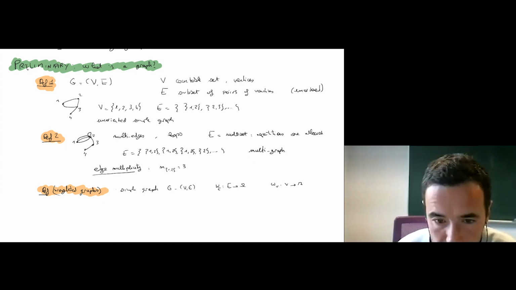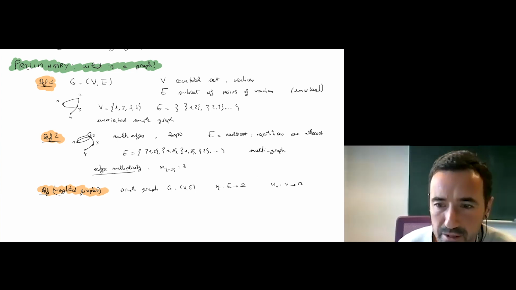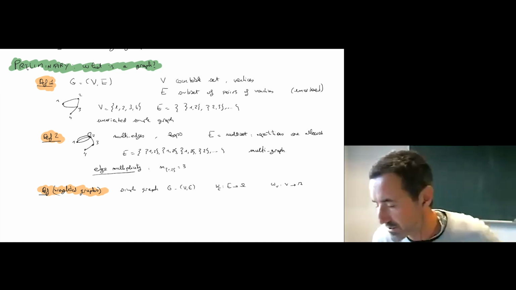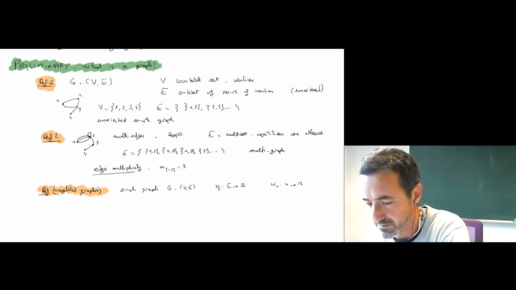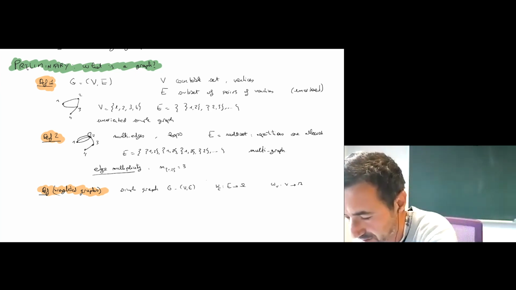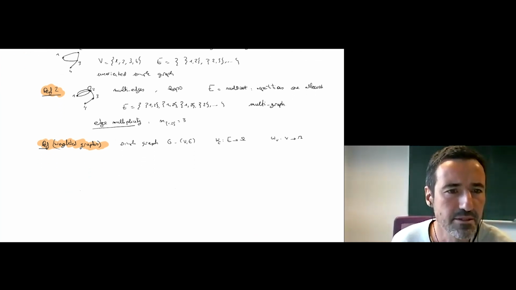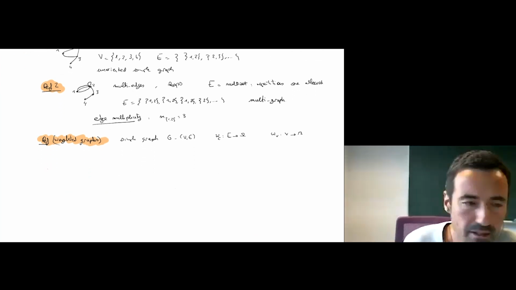Multigraphs are weighted graphs where you take omega to be the integers. You can write multigraphs as simple graphs where you put weights which are integers. These are kind of silly definitions, but it's good to have them clear.